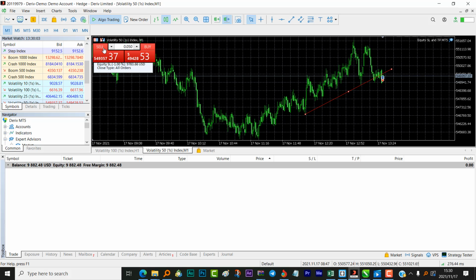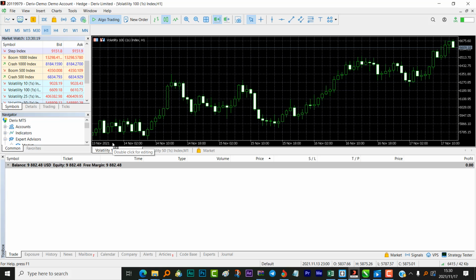I wouldn't trade like that in real life, but I was just showing you that if the market is to go against you, you get protected. You can see there the market was going against me and it just closed just like that. So that's how you can protect your equity, and that's how you can get an edge on the market.